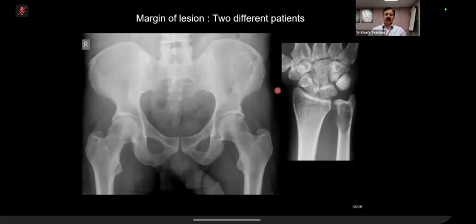Okay, next heading is margin of the lesion. And margin of the lesion is about whether the lesion is sclerotic or not. Look here, this is a fibrous dysplasia, and this patient has got a thick rind of calcification, which is quite pathognomonic for fibrous dysplasia. This one, on the other hand, is a giant cell tumor. Actually, this is the case which was discussed by candidate 1, and this hasn't got a sclerotic margin.